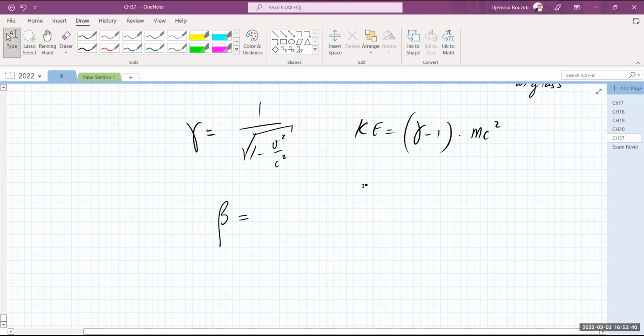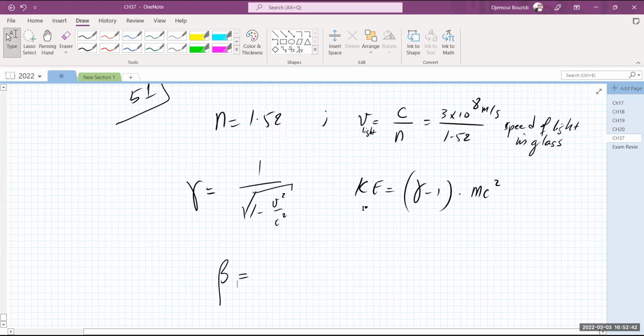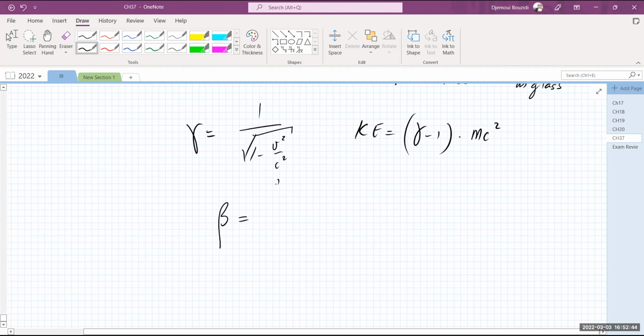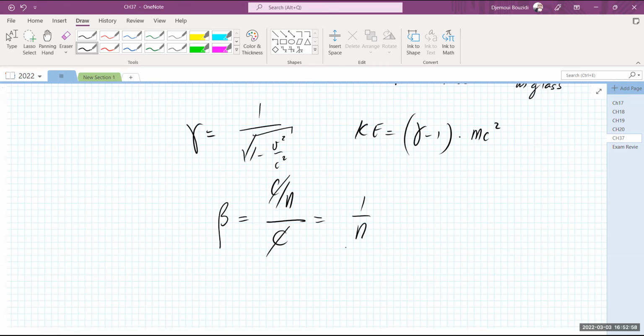So beta should be the ratio of the speed with which the electrons are moving, namely c over n, divided by c. Cancel the c from both sides. This is the minimum speed that the electrons need to be moving with, relative to the speed of light in vacuum, to exceed the speed limit in that material. But they still can move with a speed that is still less than 1, because this number is 1 over 1.52.